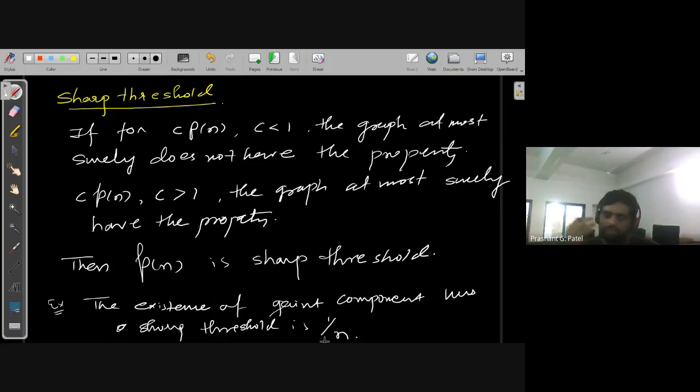Now, to find out this threshold and the sharp threshold, you should understand the first moment method and the second moment method, to establish or discuss whether the graph almost surely has that property or not. We should understand what it means, a first moment.